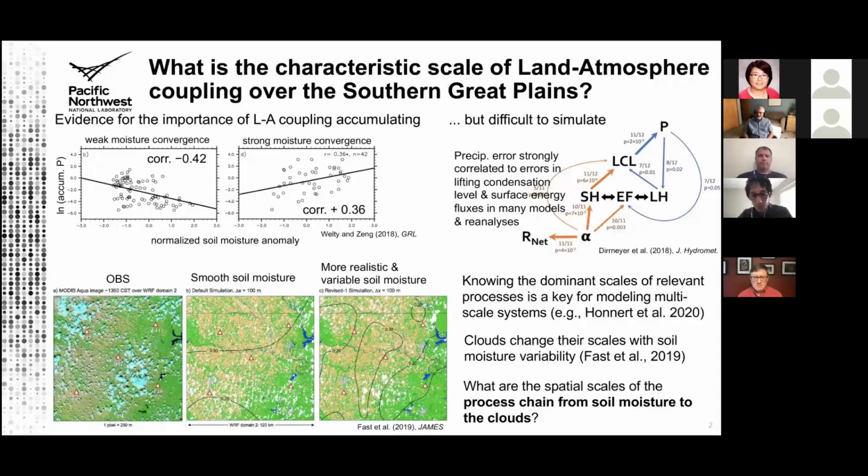One example is the cloud size distribution here from our previous work, Fast et al. 2019. Simulations for the high-scale field campaign show that when the soil moisture is very smooth, based on global analysis, the cloud is smaller and scattered. But when we have realistic variability, then the cloud is more organized and gets bigger. So we want to go into more detail on the process underlying this change. Next slide, please.